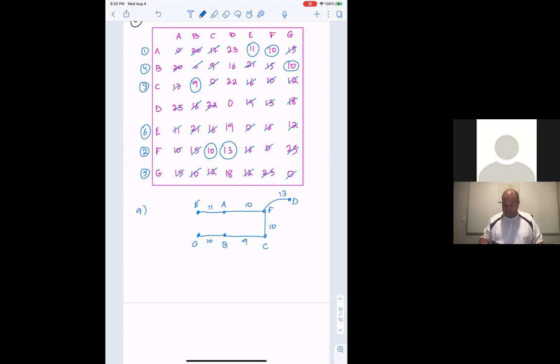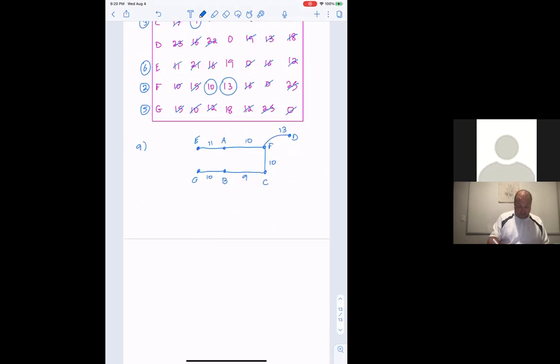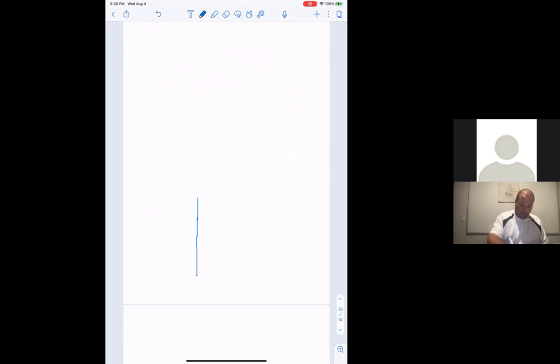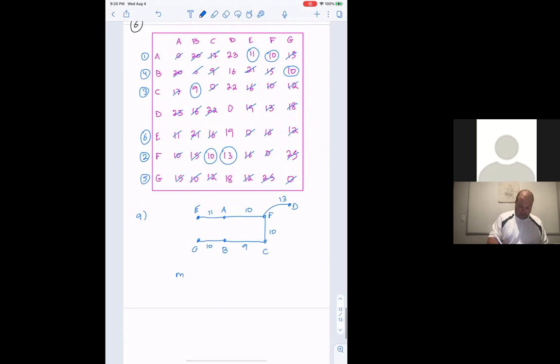with 13. And when I add it up, 11 plus 10 plus 13 plus 10 plus 9 plus 10, I get that the minimum length is equal to 63 units, whatever it is.